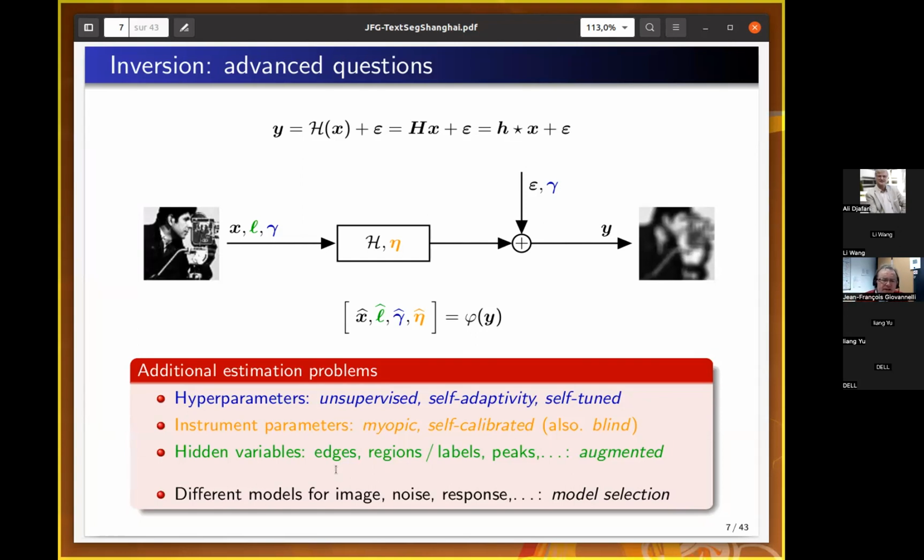We also have an additional problem that I will not talk about in this talk. It is in relation with model selection. For example, we can imagine that we have several possible models for noise or several models for the instrument, for example, a Gaussian blur or Lorentzian blur, and we need to select a correct model in addition to parameters, but this is not the idea of this talk. I will talk about hyperparameters and hidden variable labels in this talk.